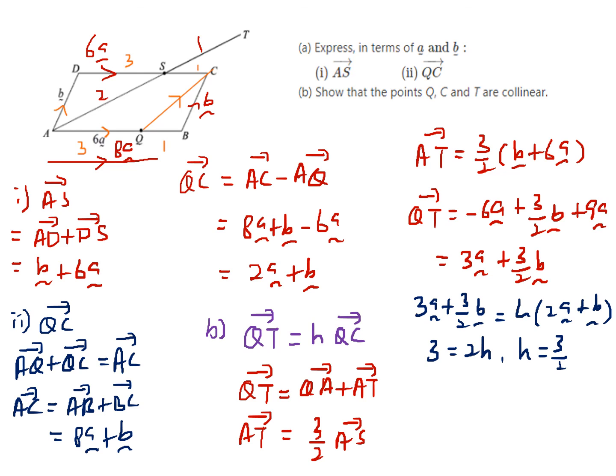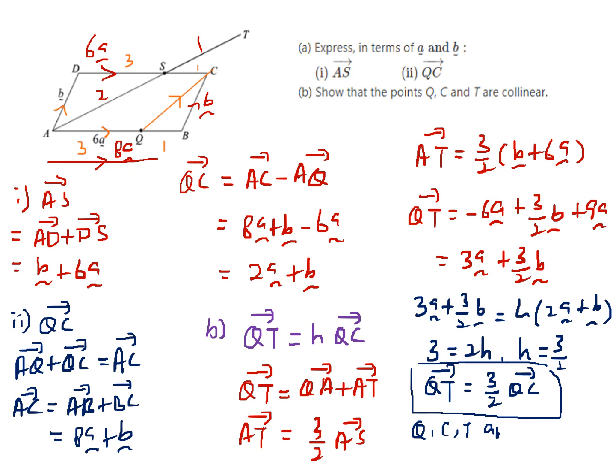Thus, QT equals 3 over 2 QC. We have shown that points Q, C, and T are collinear, with Q as the common point.